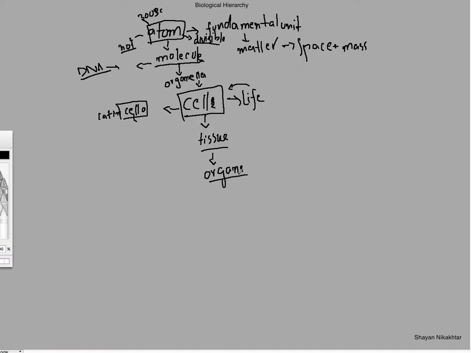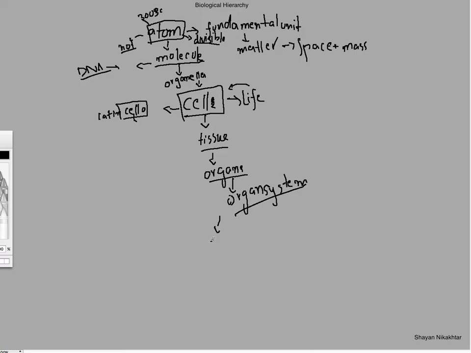Different tissues combine to form organs such as your brain, your heart, your lungs, your liver. These are all your organs which are formed from tissues. And as we go on from organs, we reach organ systems, where different organs combine to form a function. For example, if you're talking about the respiratory system, your lungs, your heart, your trachea, your oesophagus, all of these are working together in perfect coordination to perform a specific function, that is respiration or breathing.